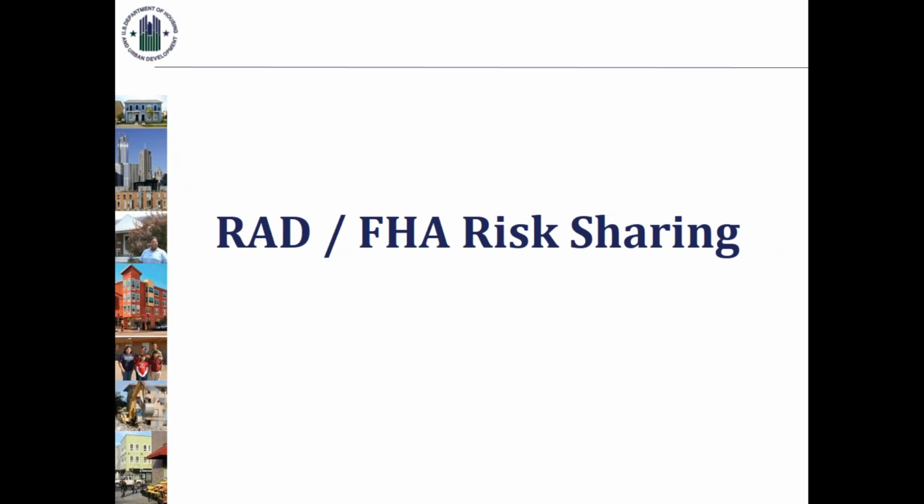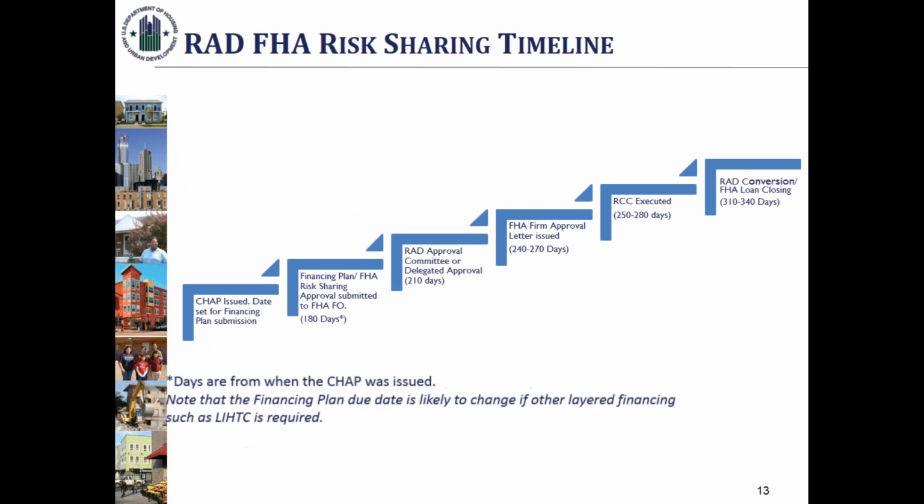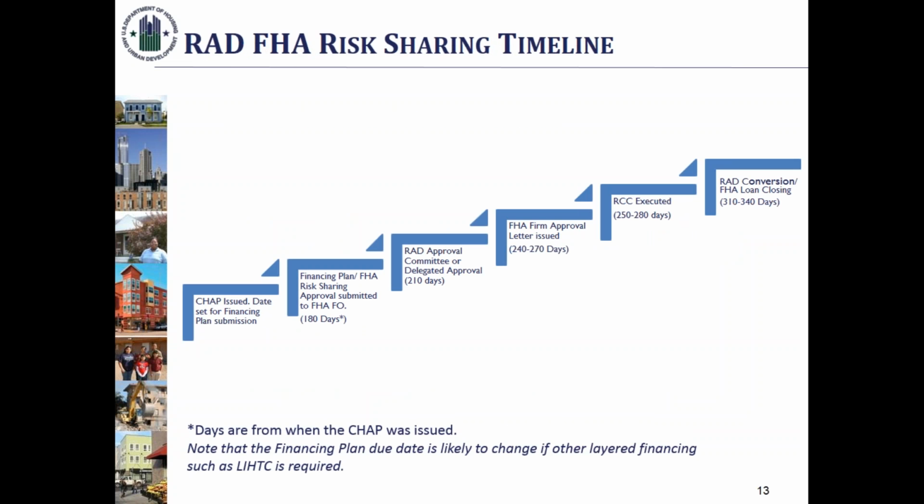We were asked to include something on RAD FHA risk sharing, which we're seeing more often these days. This timeline is very similar to what we did for RAD FHA, except after the RAD Approval Committee or delegated approval, FHA issues the firm approval letter, which I believe goes to the HFA, who's actually done the underwriting. Then we see a copy of that letter. We execute the RCC, and once again, the RAD conversion or FHA loan and FHA loan closing occur.